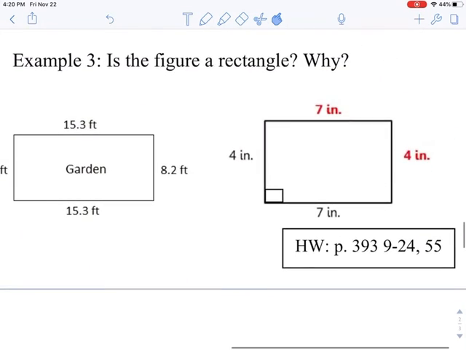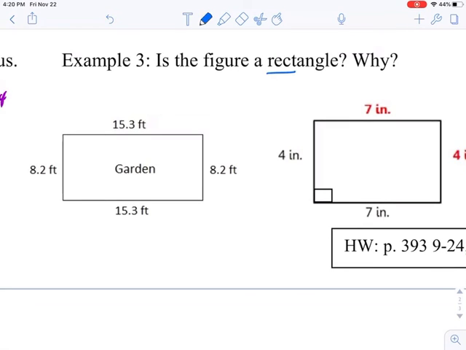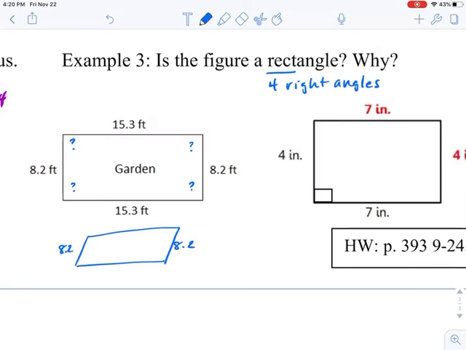One more example. Is the figure a rectangle? Why? Okay, so in this example, we're really just trying to be really careful about language. In order to be a rectangle, we have to know that the thing has 4 right angles. So this first figure, the angles are not given. So even though the sides are given and it looks like a rectangle, we don't know that it is. It could be a parallelogram. It's possible because parallelograms have opposite sides the same. So on this one, we'd say no, or that we're not sure.